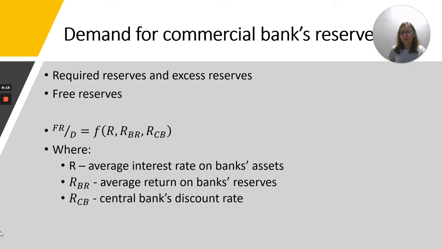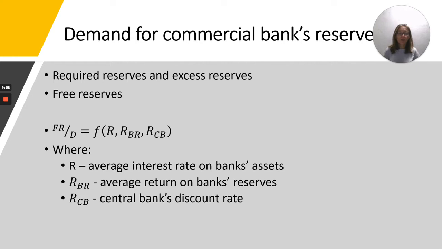So we can think of free reserves as some kind of ratio to deposits, as a commercial bank probably knows more or less, or has estimated, what share of deposits is withdrawn each day, and so how much money, according to how much money we collected, we have to have in order to be liquid. And so this ratio we think could depend on three factors: average interest rate on banks' assets, average return on banks' assets, reserves, and the central bank's discount rate.